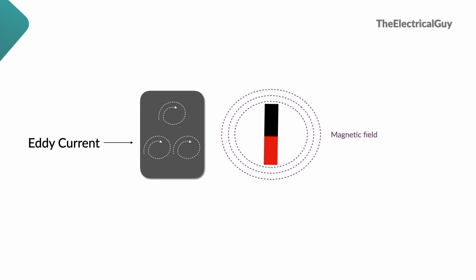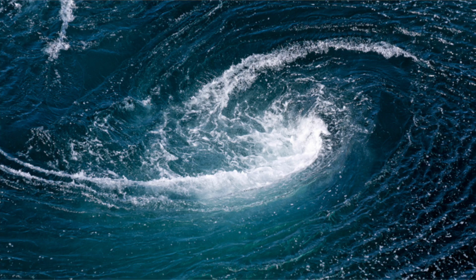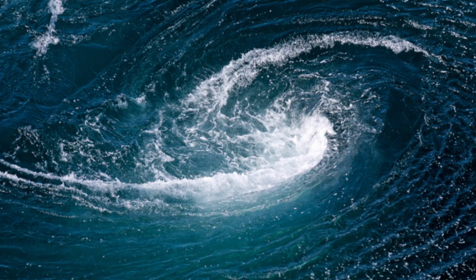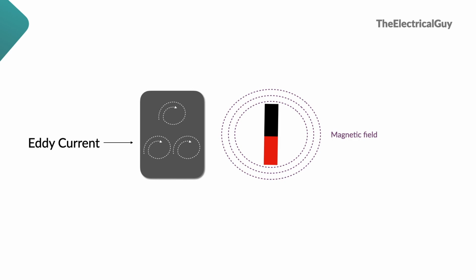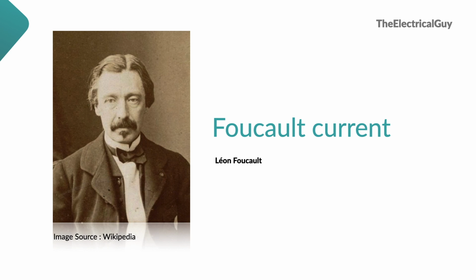If graphed, the current looks like a water eddy, which is basically a circular movement of water causing a small whirlpool. In simple language, this current flows in a closed loop within the conductor, like you can see on your screen. And hence it is called eddy current. This current is also called Foucault current because it was discovered by a French physicist, Leon Foucault.